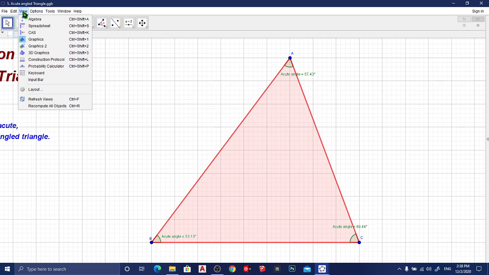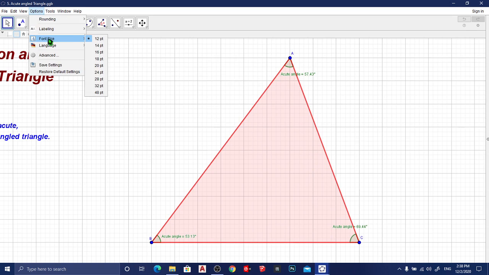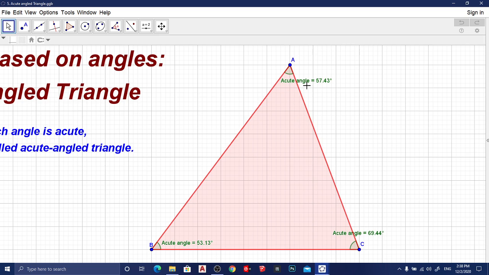Now if you take the font size bigger here, you can observe. See here, this is an acute angle which is 57.43 degrees. Here also, this is 53.13, this is 69.44. All the angles are less than 90 degrees only. That's why these three angles are less than 90 degrees. Therefore, this triangle is an acute angle triangle.